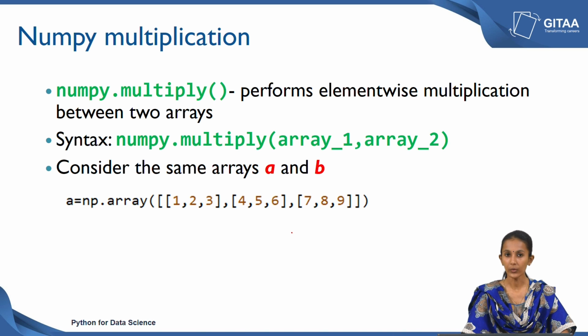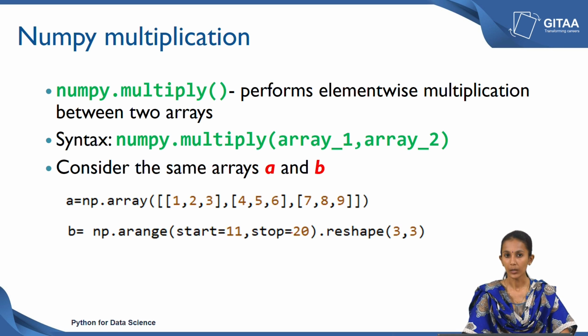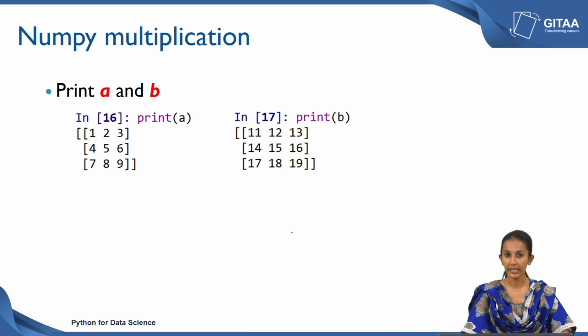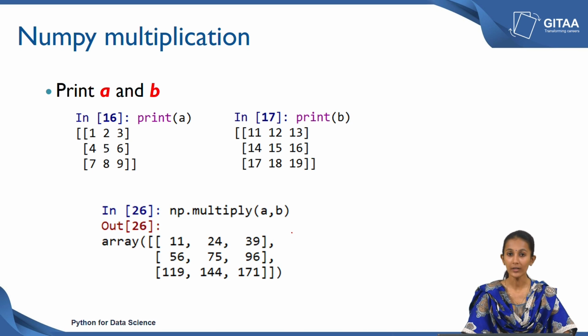A is equal to np.array, which consists of values from 1 to 9, a 3 by 3 array. Similarly, B has values from 11 to 19, and again it is a 3 by 3 array. I am printing both the arrays A and B. We will perform the element-wise multiplication on both arrays. So, the command will be np.multiply(A, B).